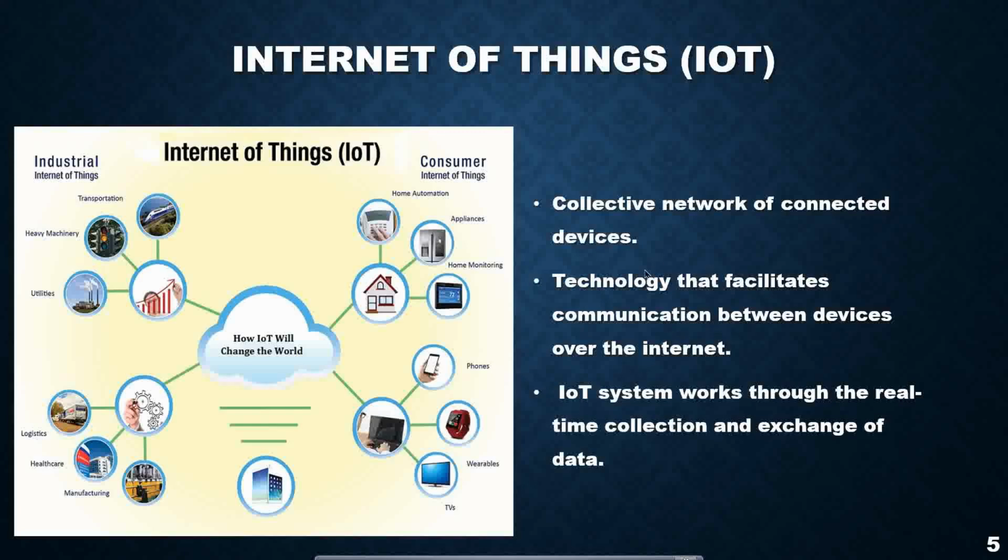As I said, in Internet of Things, devices are connected over the internet through a cloud, and they communicate and exchange data between them to facilitate certain applications. IoT systems work through real-time collection and exchange of data. That is, IoT systems collect and exchange data in real time to achieve successful operation.